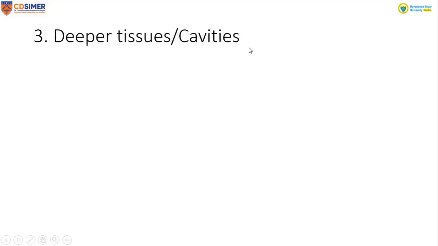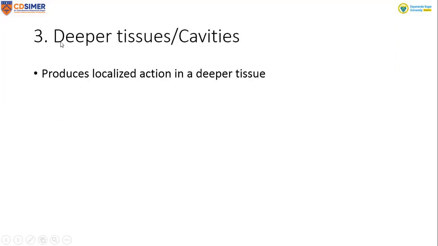Next one is deeper tissues and cavities. Here, I think this is another important route, especially a local route of administration. We have so many cavities in our body, and they are difficult to reach. These include intraspinal spaces and varieties of other spaces, like joints in arthritis. A lot of cavities are there, and they are difficult to reach.